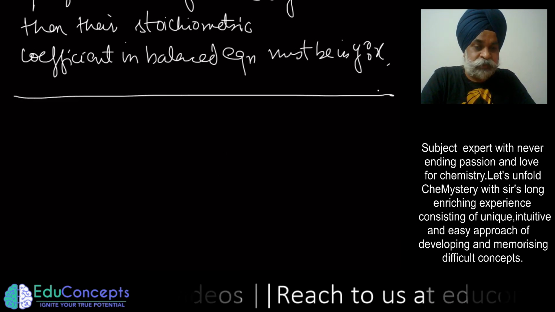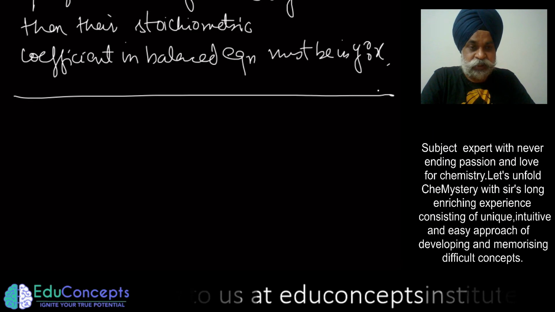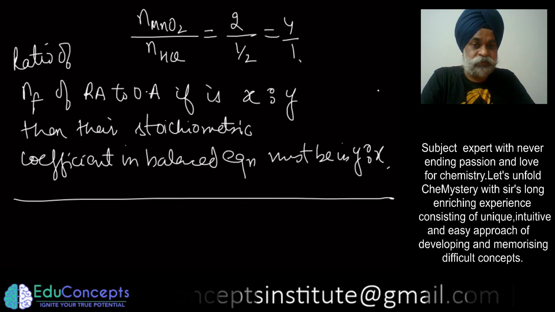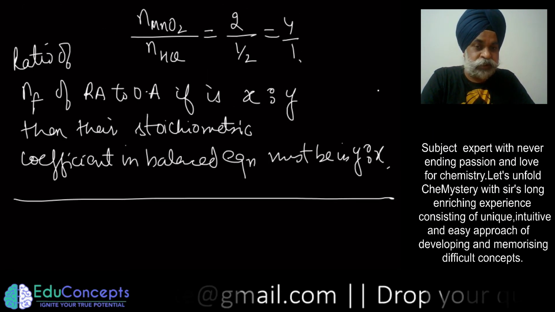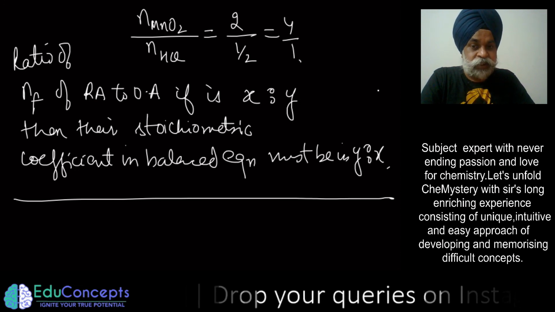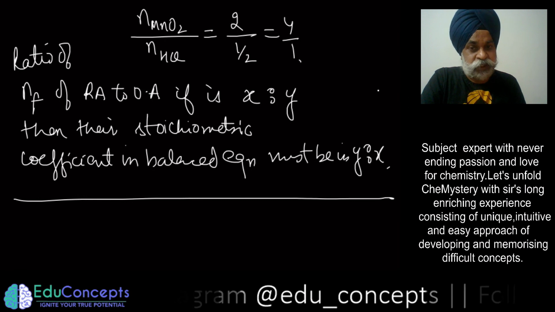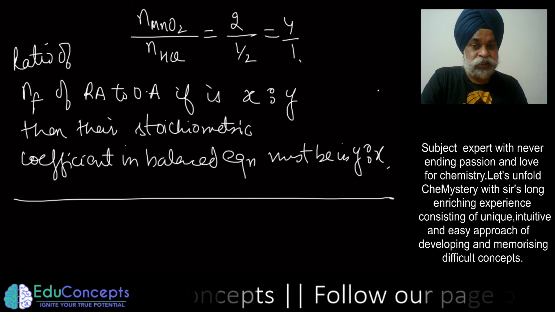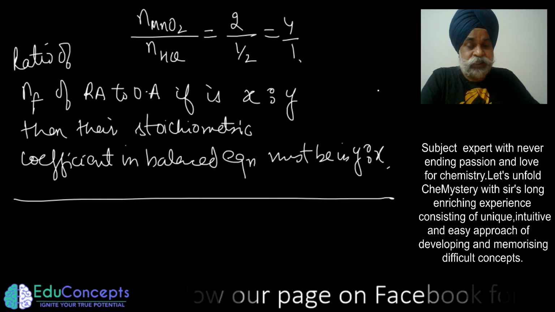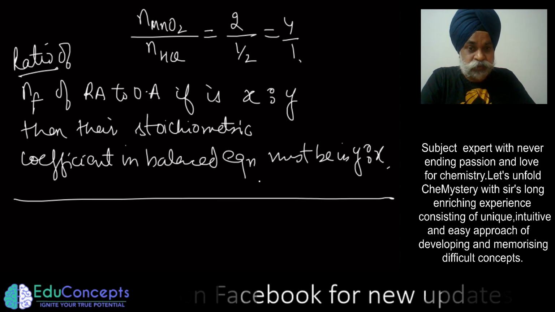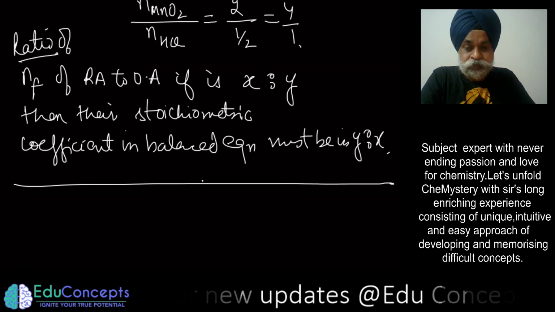This would be applicable for any given redox reaction, that if you know the stoichiometric coefficients of reducing and oxidizing agent, then you can also find the n factor. Vice versa, if you know the n factor ratio, you can find the stoichiometric ratio. Make it a point, I said it is the reverse ratio, that is very important to remember.